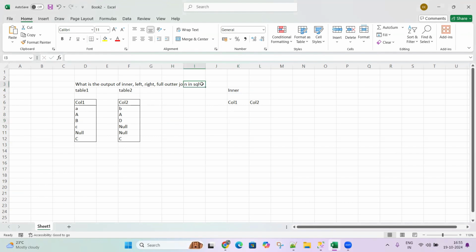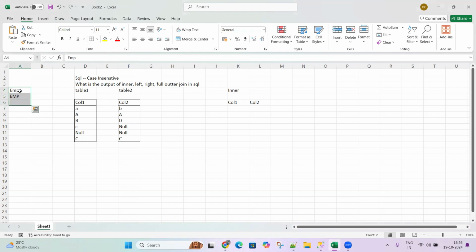SQL is case insensitive. What do we mean by case insensitive? That means if we have something called EMP as a table and emp as a table, it doesn't consider whether it's lowercase or uppercase. It considers both as one kind of letter.